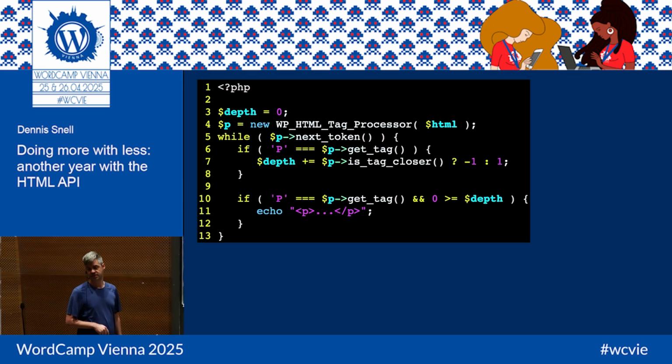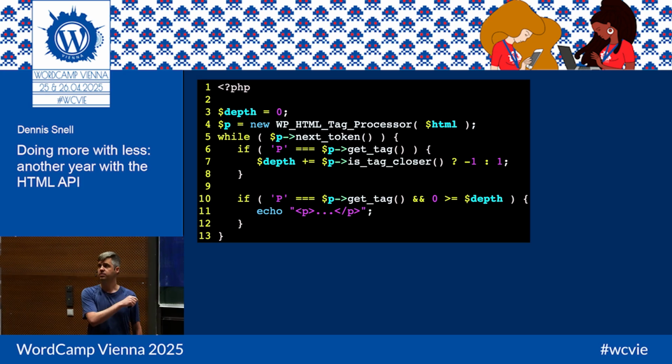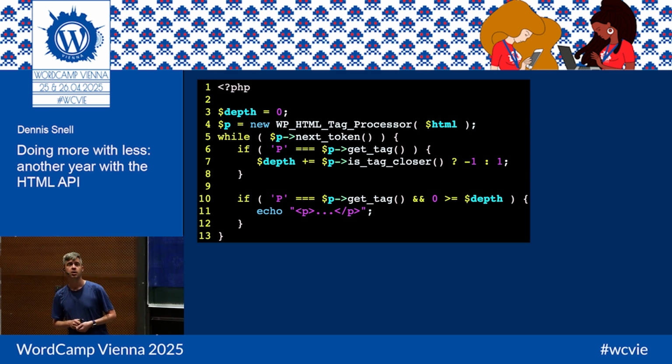Jumping back a few steps, because I got ahead of myself. I imagine someone in the room has written code kind of like this. This is where I consider the first level of safety discussion with the HTML API. The HTML API will never split a tag or get lost in an attribute value. But there's two parts of it. There's the tag processor and there's the HTML processor.